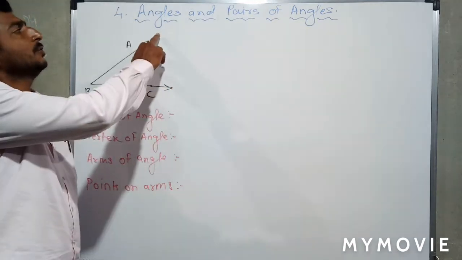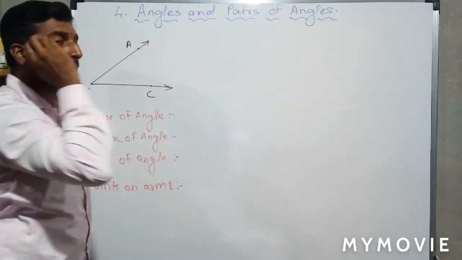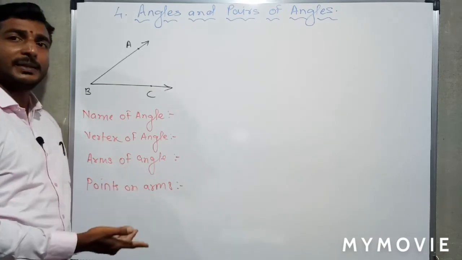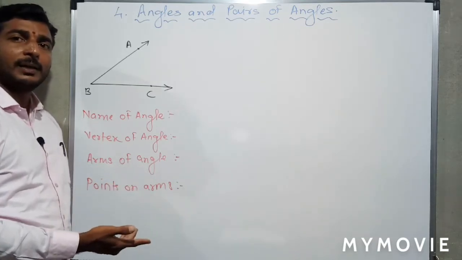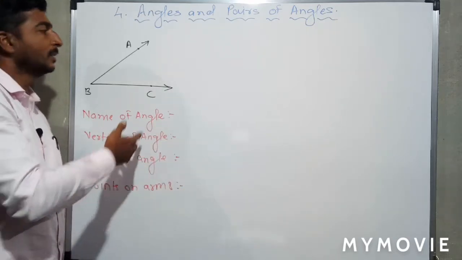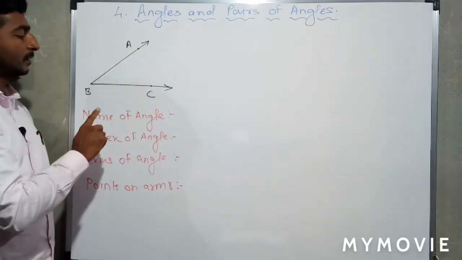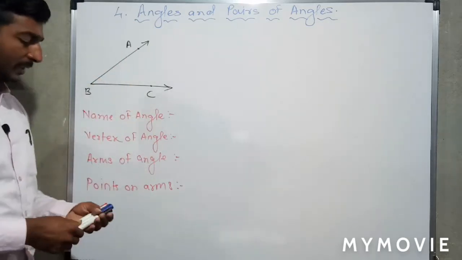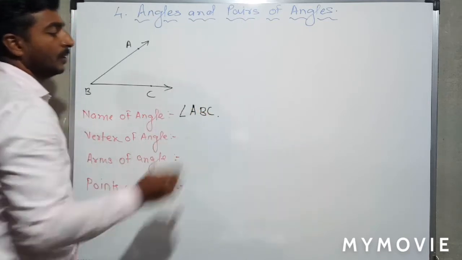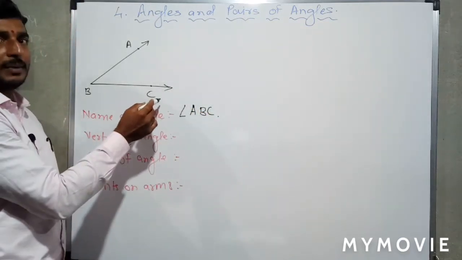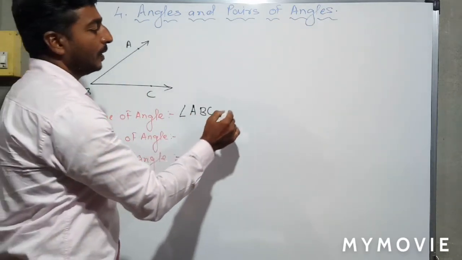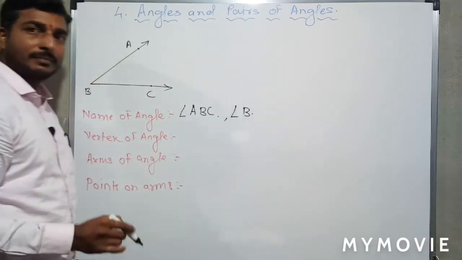Today we are going to start with the new chapter, Angles and Pairs of Angles. In your previous classes you have learned how to draw the angle, how to write the name of angle, and how to write the terms related to the angle. So let's revise once here. There is an angle given here. What is the name of that angle? The name of the angle is angle ABC, or you can write the name as angle CBA, or just you can write angle B in short.